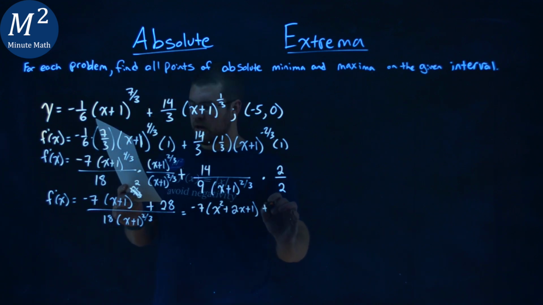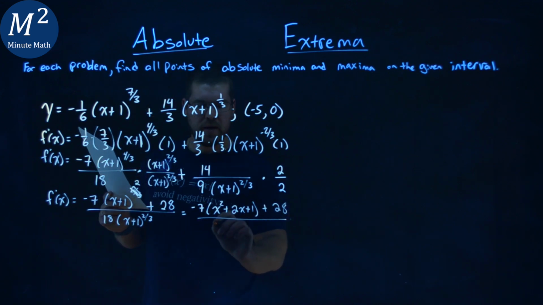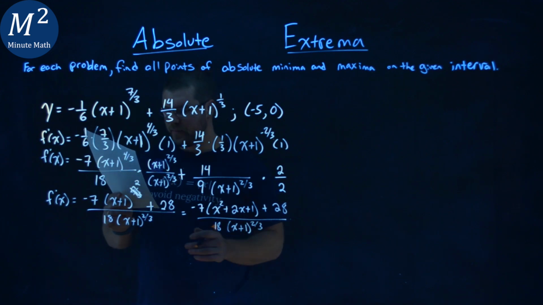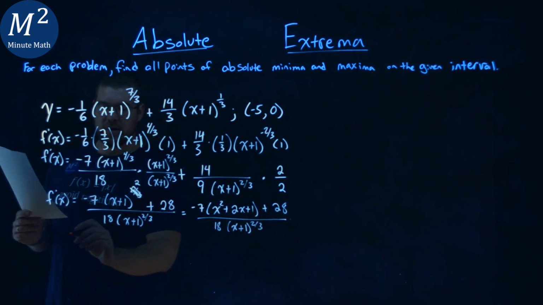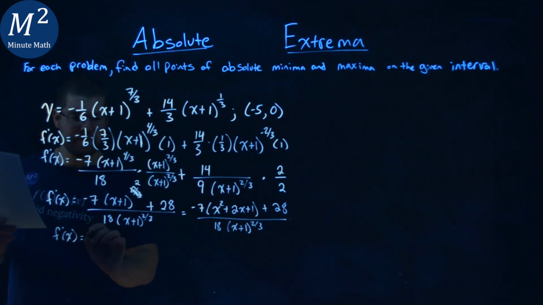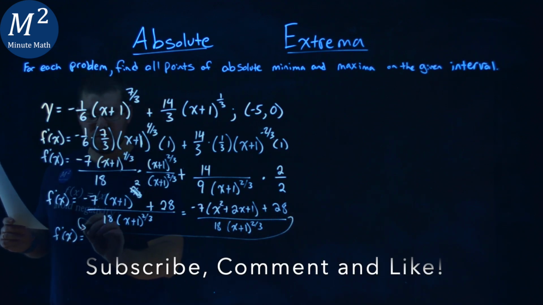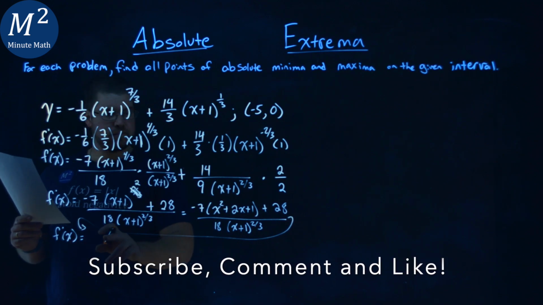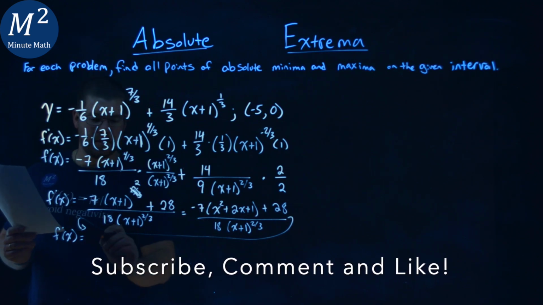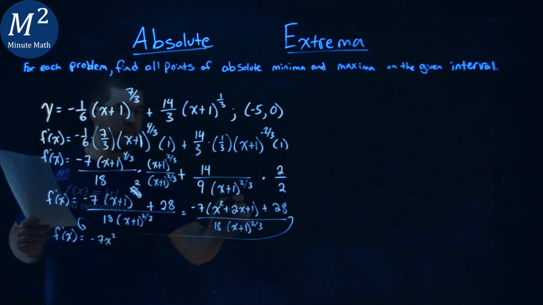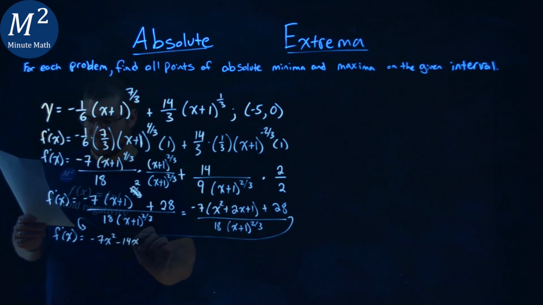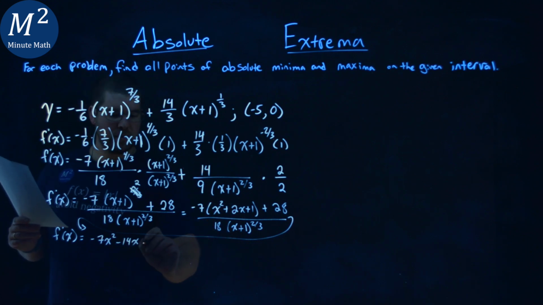And then we have the plus 28 over 18 down there, and an x plus 1 to the 2/3 power. Let's keep simplifying. Let's do the f prime of x right here. Multiply the negative 7 across. Negative 7 times x squared is negative 7x squared. Multiply by the 2 is negative 14x. And then negative 7 times 1 is negative 7, plus 28, over 18 times x plus 1 to the 2/3.